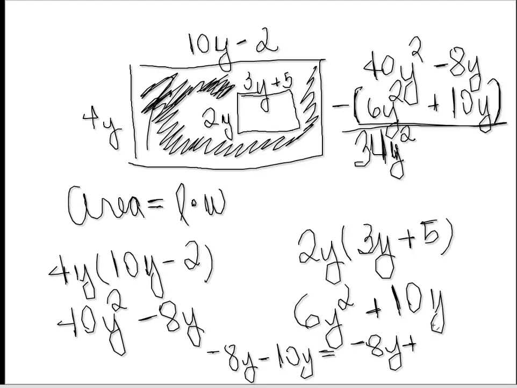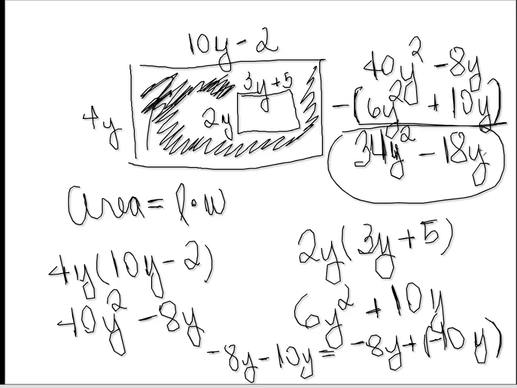plus a negative 10y. If you remember your rules for your signs, you know that if you have the same signs, you can add them and take the common sign as the sign of your answer. So negative 8y plus a negative 10y will give you negative 18y. Okay? So this will be your answer.